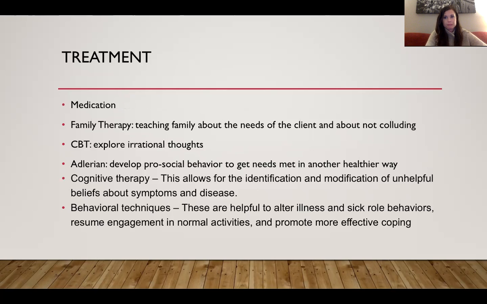And treatment. So medication. Antidepressant and anti-anxiety medications are used to help with these. Family therapy and family support. So teaching family about the needs of the client and about not colluding. So trying to help them get their needs met in different ways and not buying in when they're engaging in behaviors that could lead them down a negative path. Not giving in when they're trying to get attention through illness, sort of illness promoting or seeking behavior in a way.